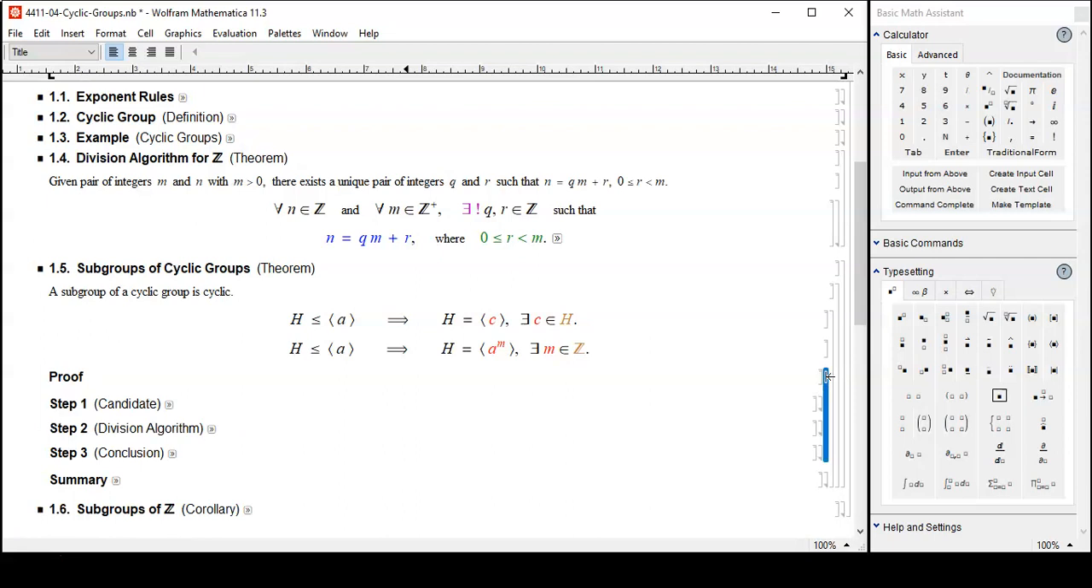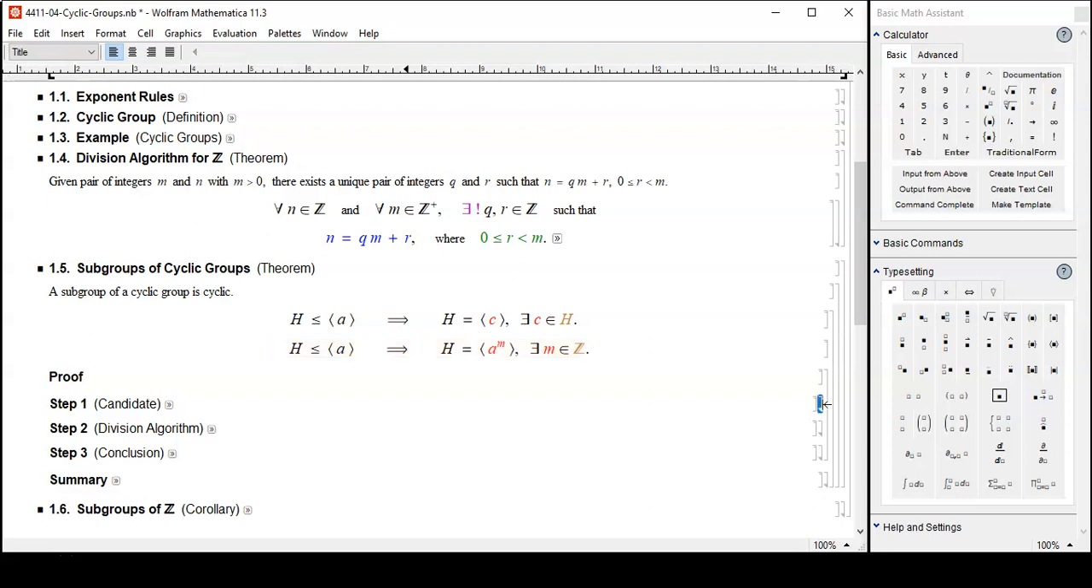Let's begin the proof, and the proof consists of 3 steps. First, we have to find out the candidate of the generator. How do you define C? In other words, a to the m power? Of course, that comes from finding m. And then we're going to apply the division algorithm on m, and that'll give us a provisional conclusion for step 2. And then we'll work out that provisional conclusion to get the real conclusion. That is, H is generated by the C, a to the m power.